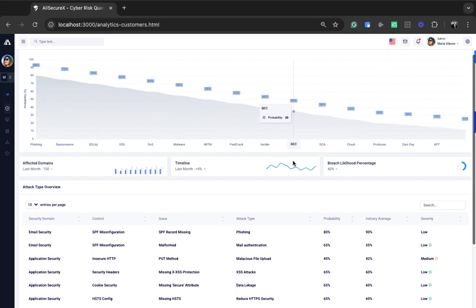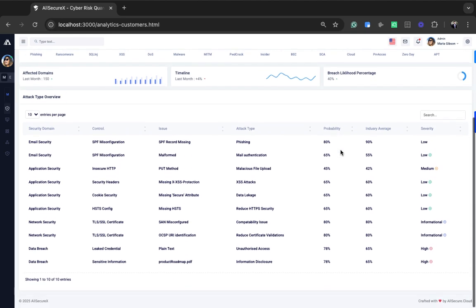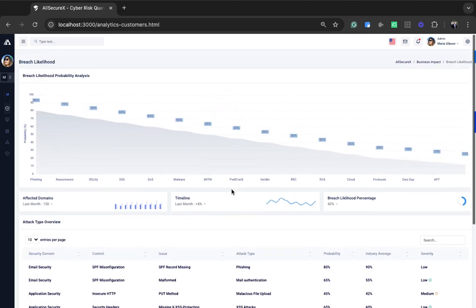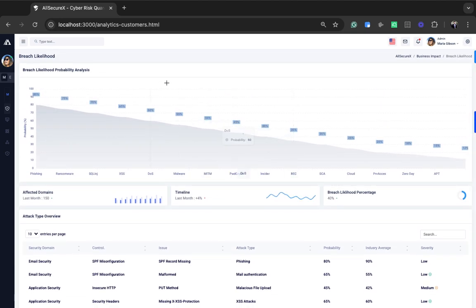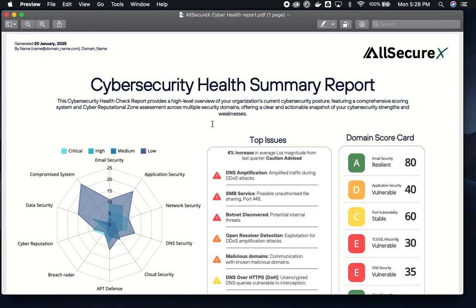So we have a comprehensive graph here with the number of domains which have been affected, with the timeline and the breach likelihood percentage here. And this is a detailed understanding of how the attacks are happening and what are the findings that we have found, particularly with the industry average and the severity of those particular attacks. Apart from that, you can also download the report for this particular one. We call it the health summary report, which is here. This is the report for that one.